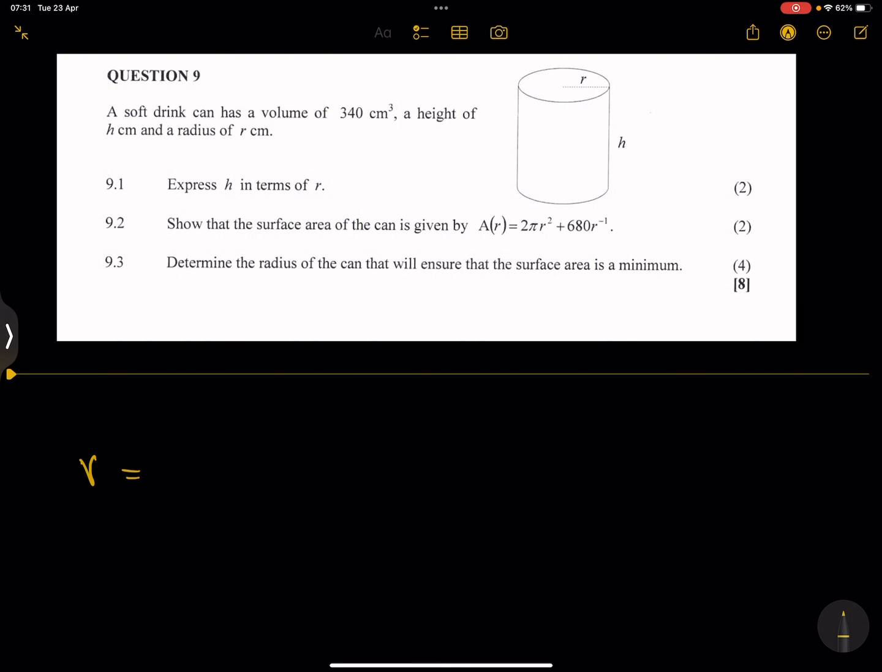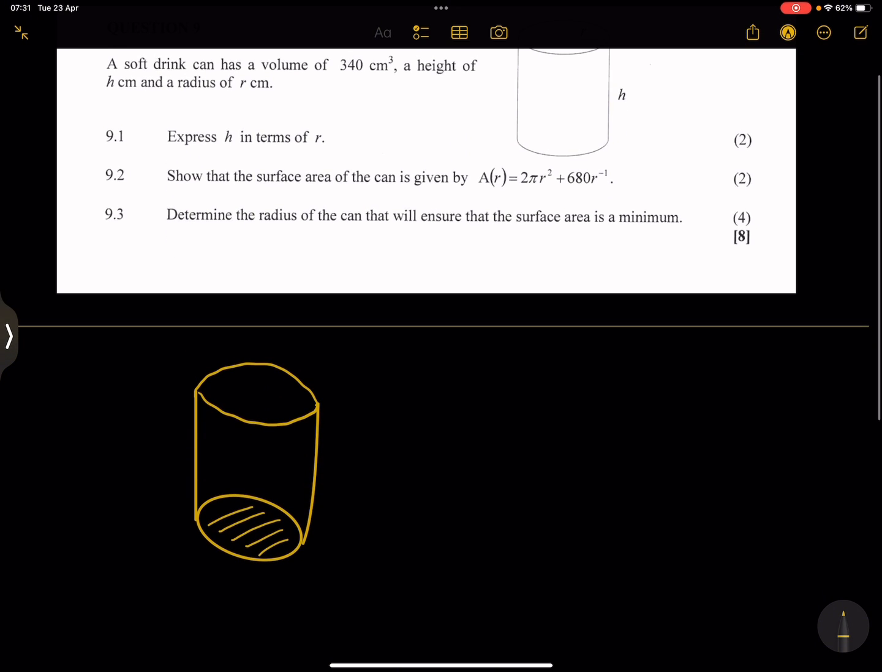Remember that it's the area of the base. So if you think about what a can looks like, you've got a circular base, multiplied by its height. Hope my can is not that bad. So here's our base, which is a circle, multiplied by the height, and that will give us the volume. So the volume would be the area of the base, which is a circle, pi r squared, multiplied by the height, so this would be h.